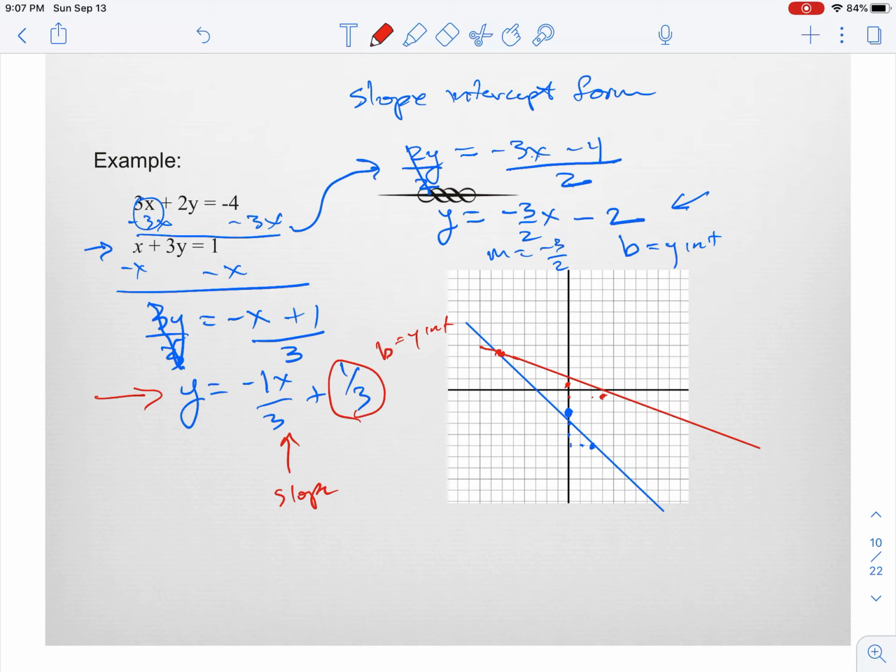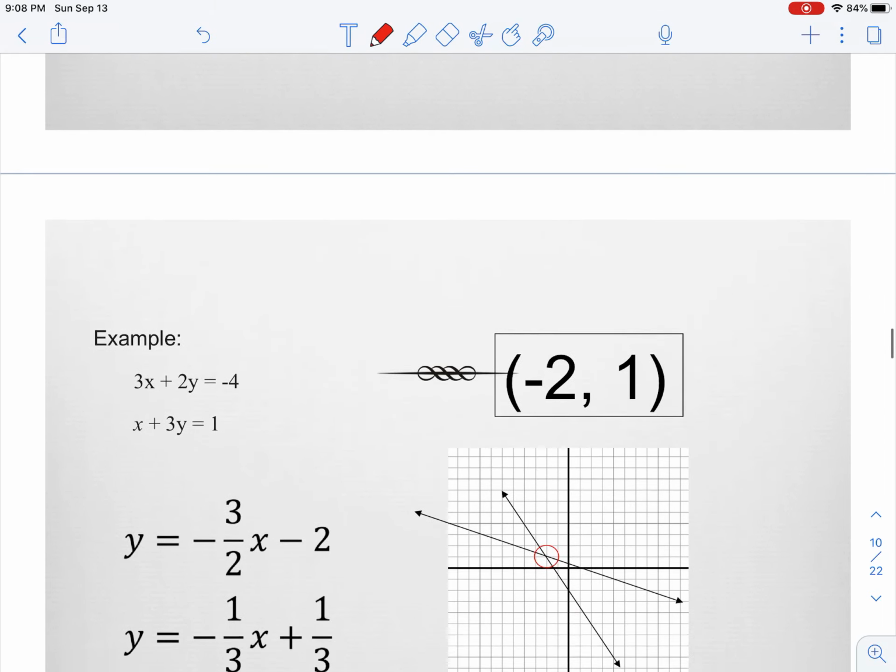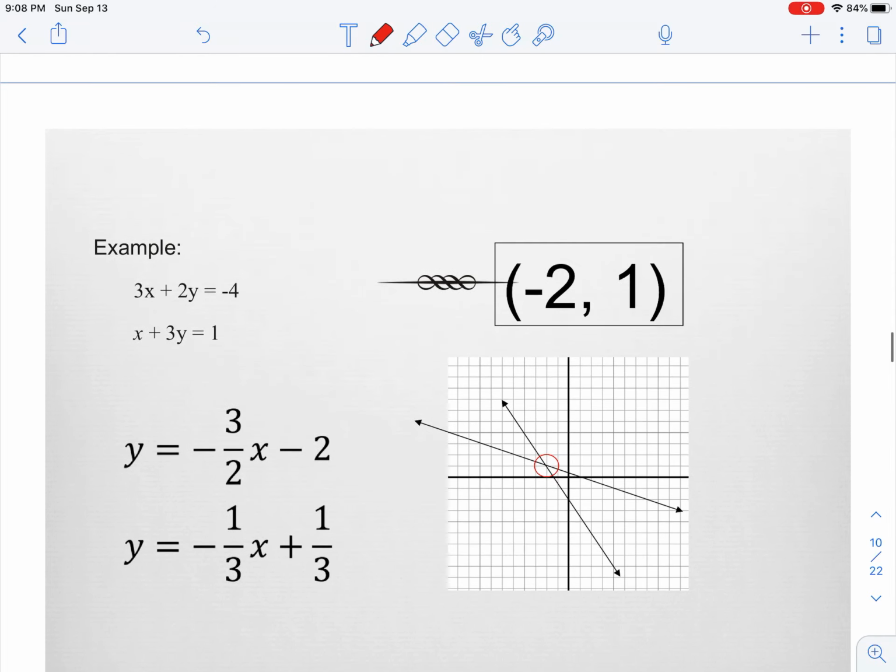So anyway, it looks like this point right over here is the point of intersection. And if I was to guess, I'd say it looks like it's up at positive 3 and back 1, 2, 3, 4, 5, 6. So it looks like that's approximately where they intersect.